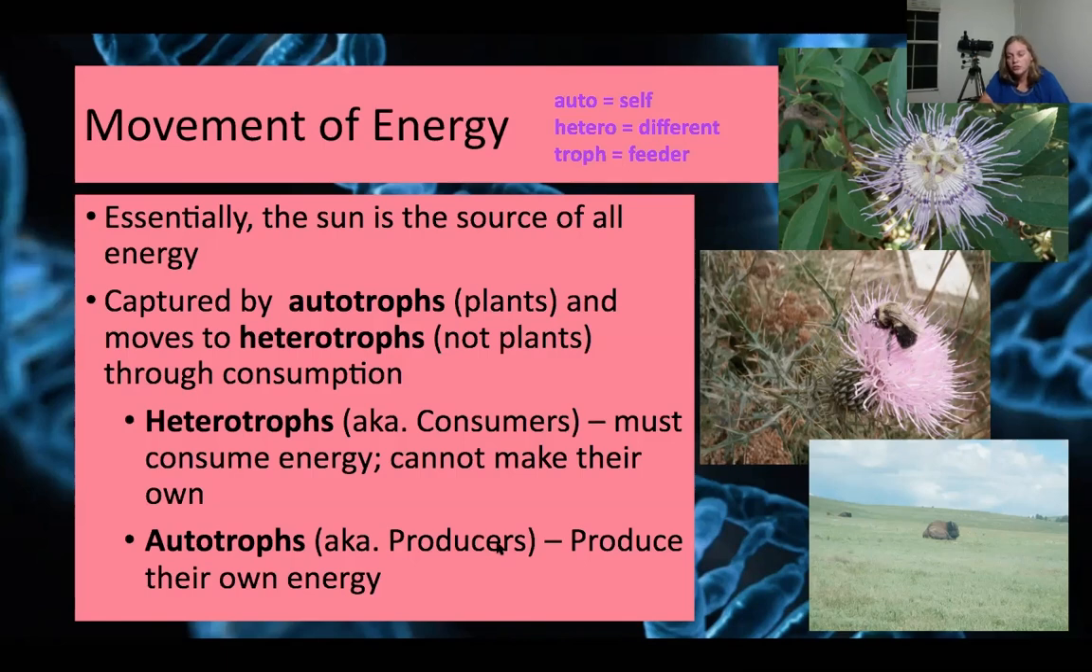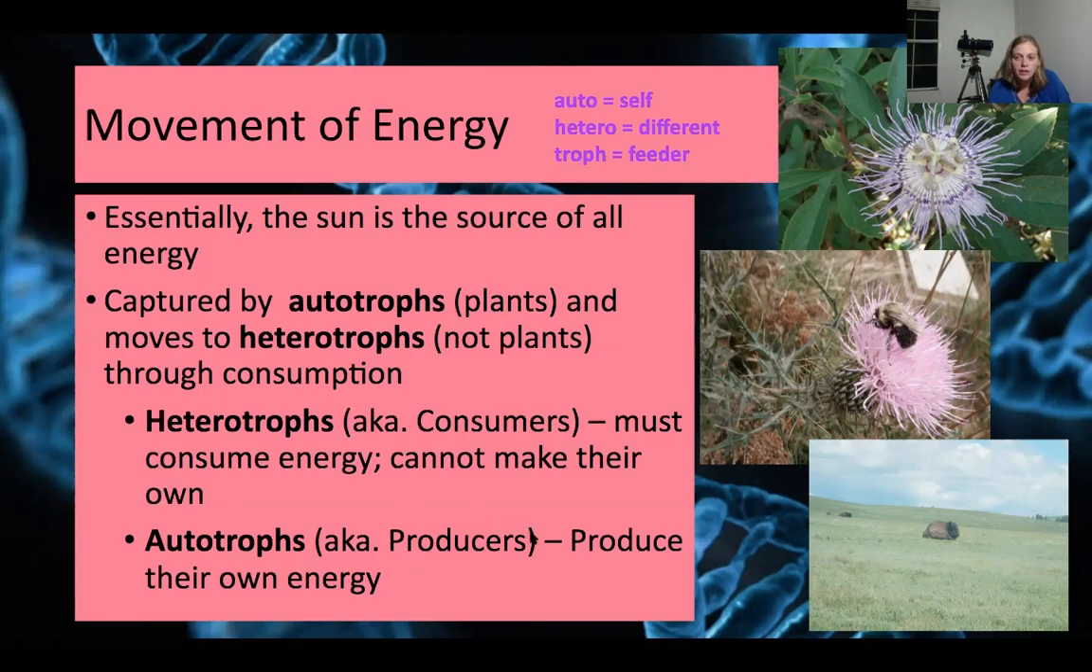Most ecosystems are going to get their energy from the sun. There are some examples of ecosystems that get energy from other places, but the majority of ecosystems are going to use sunlight as the main source of energy. And that sunlight is going to be captured by autotrophs. Auto means self and troph means feeder. So autotrophs are self-feeders, and these are typically going to be your plants. We also call plants producers because they make their own energy.